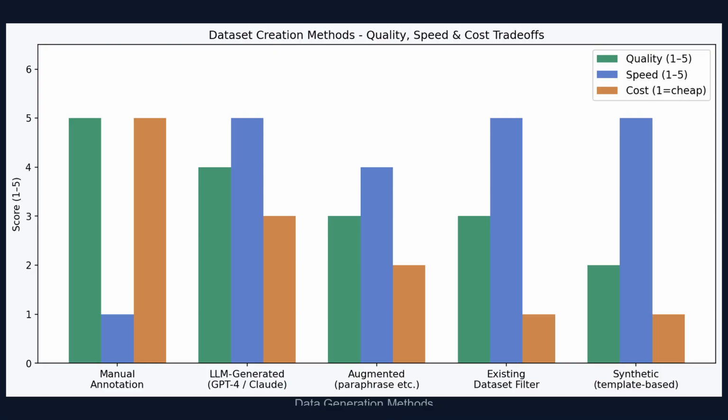Augmentation methods like paraphrasing score moderately across all 3 dimensions. They're not the highest quality, but they're fast and cheap relative to what they produce. Filtering an existing dataset scores lower on quality, but is quick and inexpensive. Template-based synthetic generation is the fastest and cheapest option, but quality is the trade-off. The right choice depends on your constraints. If you have time, start with manual examples. If you need scale quickly, reach for LLM generation.